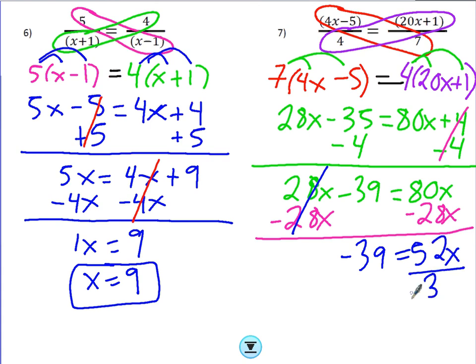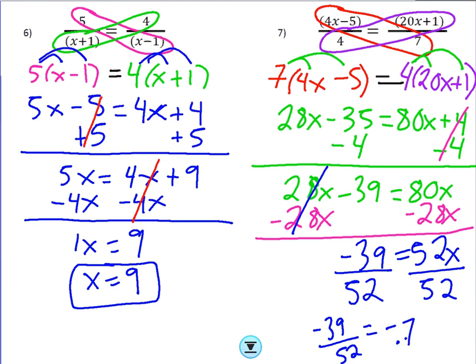And we'll divide both sides by 52 to get x by itself, which is again a decimal. So you can leave this as negative 39 over 52, or turn it into a decimal, which is negative 0.75. You may notice here that 0.75 is 3/4, so this could also be written as negative 3/4.